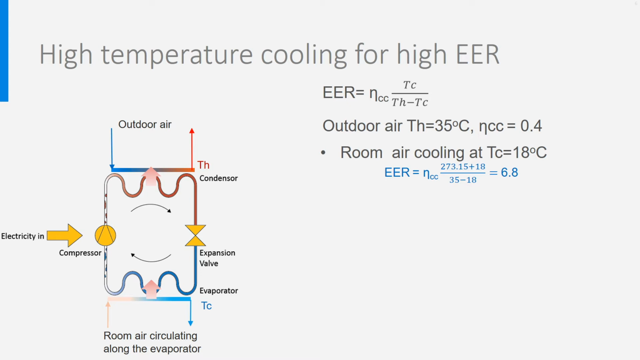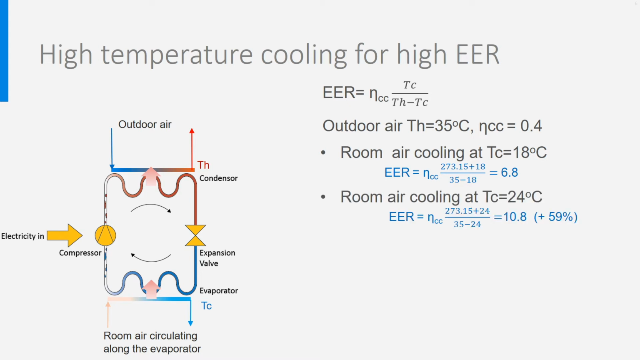If the room air is now cooled to 24 degrees, like is done in Europe, it leads to an EER of 10.8. We gained 59% in efficiency, which means 59% less energy is used. And additionally, it is more comfortable because 24 degrees inside is, in hot weather, much finer than 18.